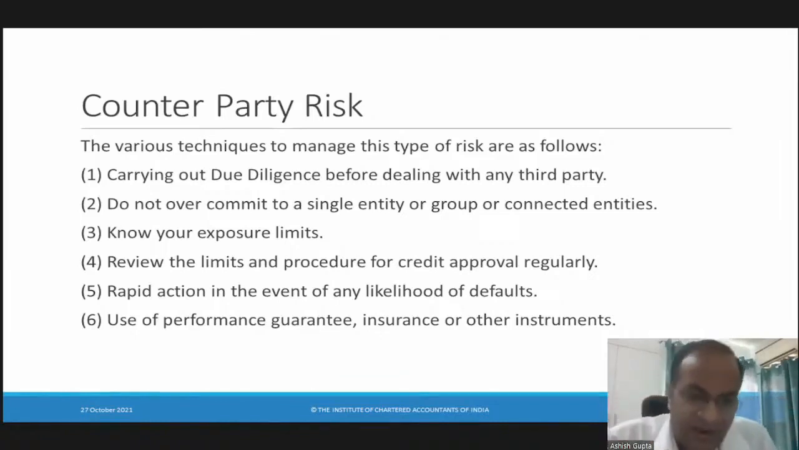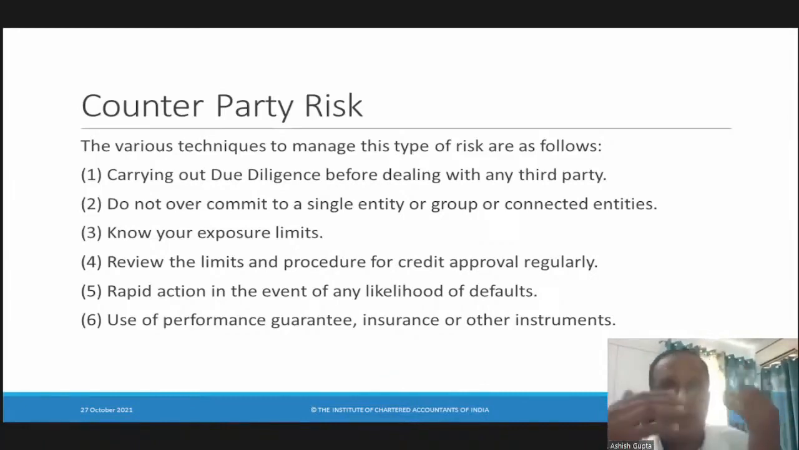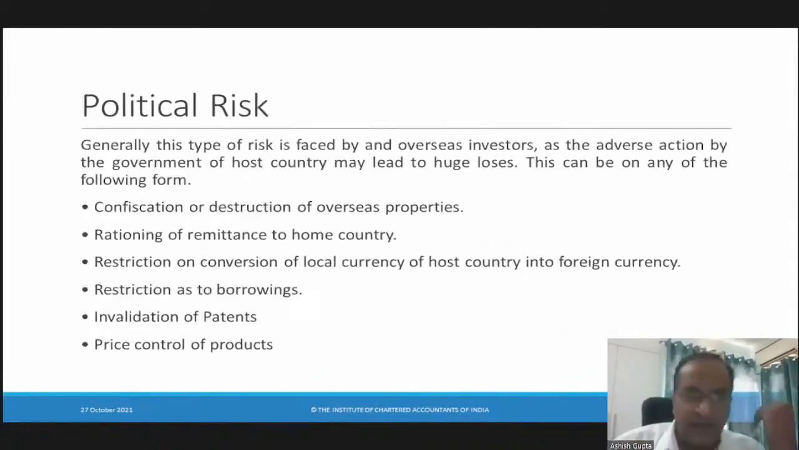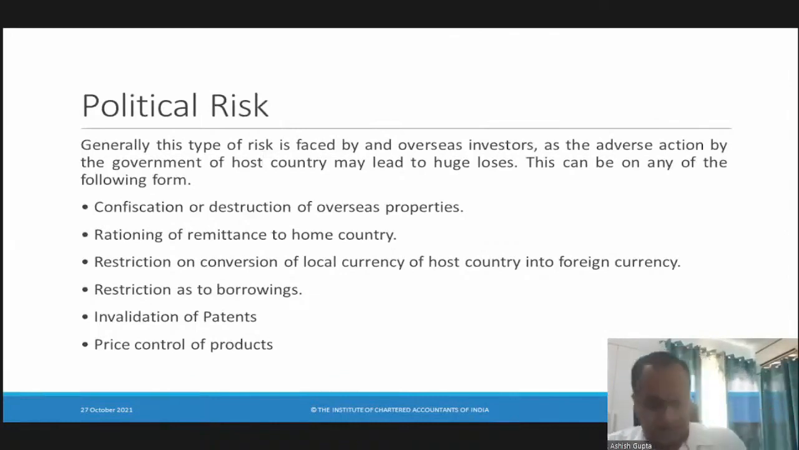Use of performance guarantees, insurance, and other instruments. These are hedging instruments. Normally a performance guarantee is taken from the other party, like a letter of credit. Insurance we can also take, along with other instruments. So these are the cases. Now we come to political risk.